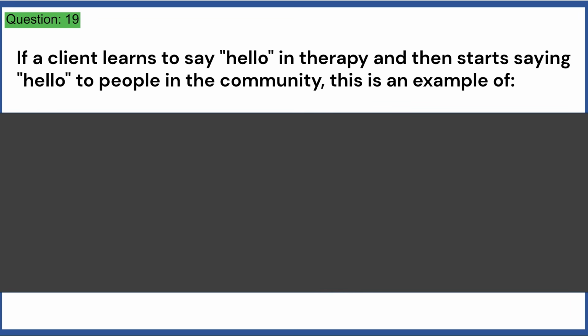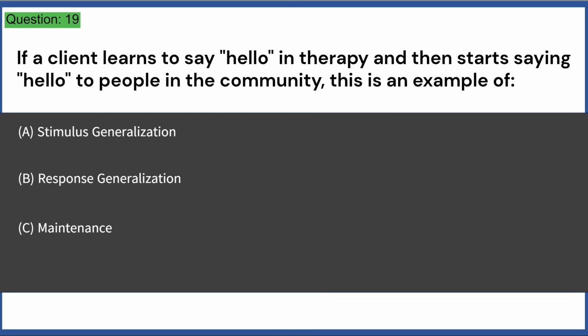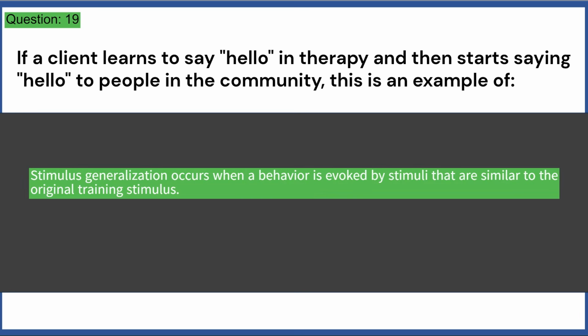If a client learns to say hello in therapy and then starts saying hello to people in the community, this is an example of: A. Stimulus generalization. B. Response generalization. C. Maintenance. D. Discrimination. Answer, A. Stimulus generalization occurs when a behavior is evoked by stimuli that are similar to the original training stimulus.